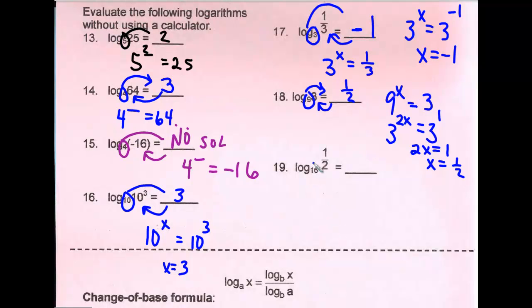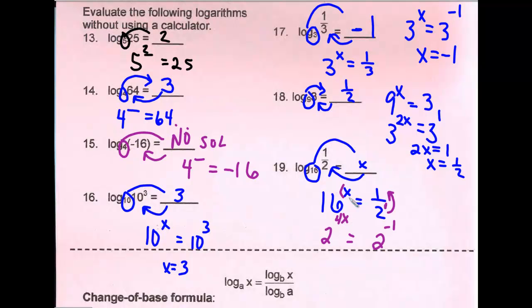Number 19. 16 raised to some number x equals 1/2. If I bring 2 to the top, its exponent becomes a negative. 16 can be rewritten as 2 to the fourth power, but I still have to multiply the 4 to the exponent that's already there. So now that the bases are alike, we can set the exponents equal to each other and solve. So x equals negative 1/4.